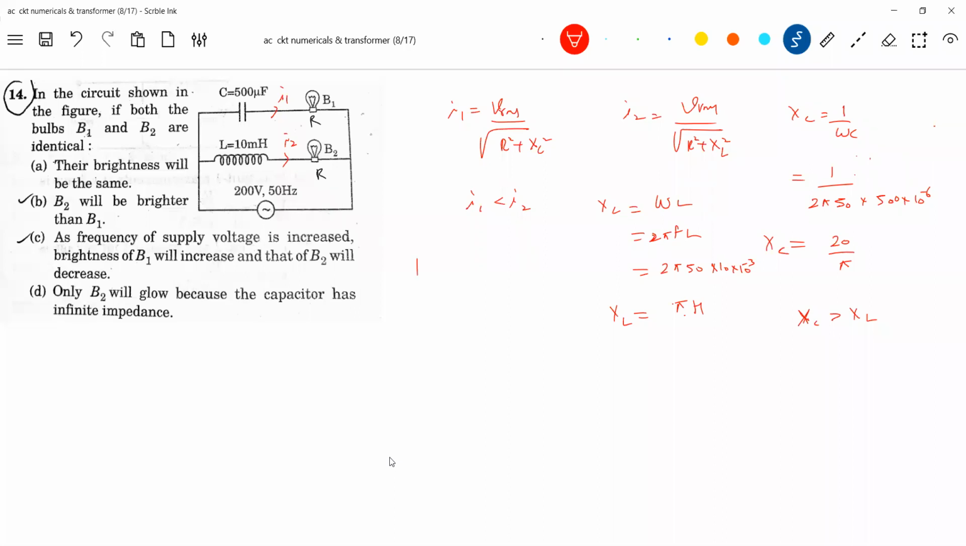And what is the brightness of the bulb? Power dissipated in bulb B1 should be equal to I1 squared into R. As I2 is greater than I1, the power dissipated in bulb 2 will be greater than bulb 1. As the frequency of the supply voltage is increased, the brightness of bulb B1 will increase and that of B2 will decrease. Can we say anything about this? As the frequency increases, as omega increases, what will happen? XL will increase, and XC will decrease, no?